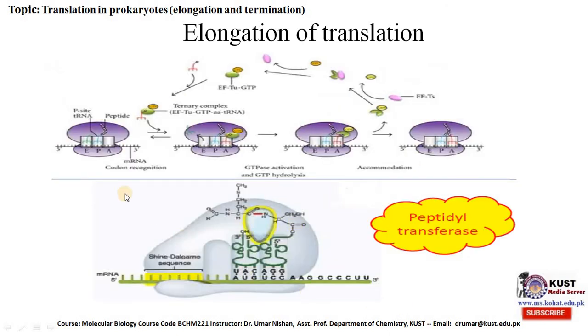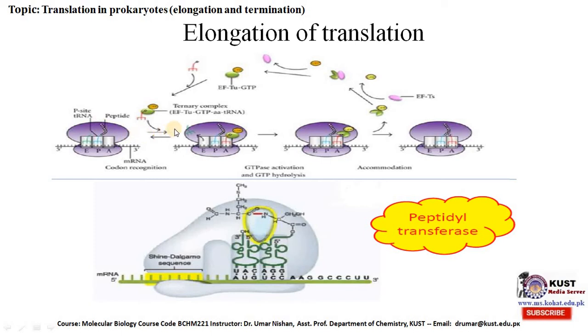This is the diagrammatic representation of the process of elongation. You can see here is the messenger RNA codon. Here is the P site, here is the A site, here is the E site. So here is the P site transfer RNA. This is the newly formed peptide.